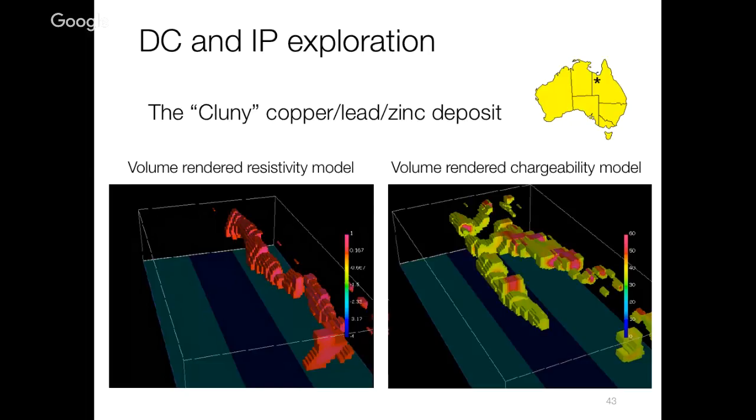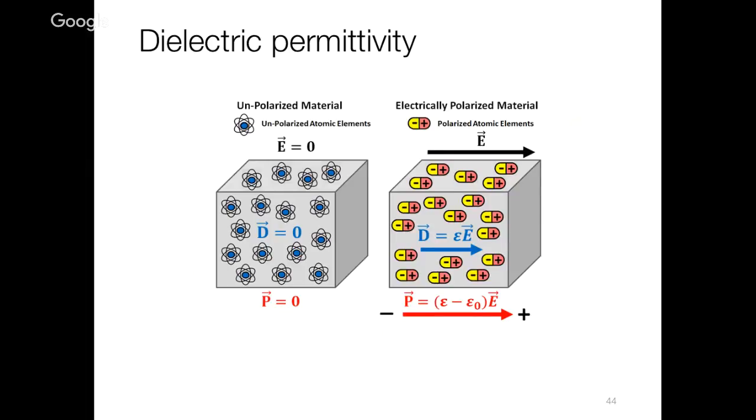This one is really a major feature geologically, but absolutely worthless from the point of view of economic mineralization. But if we go to the chargeability, this one here is a producing mineralized body. And lastly, we have dielectric conductivity.